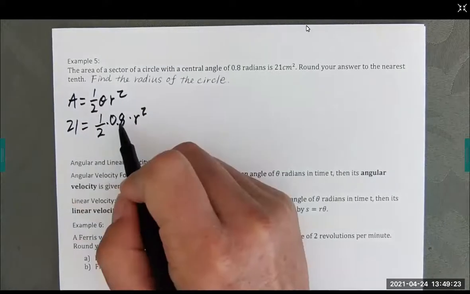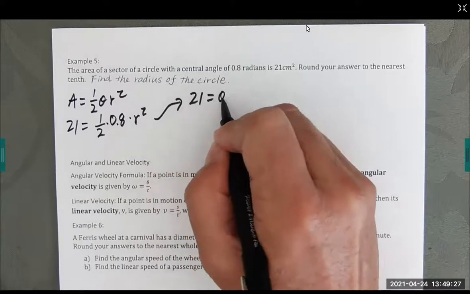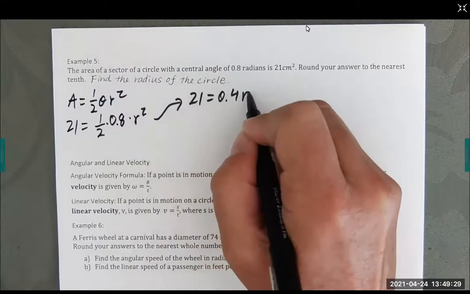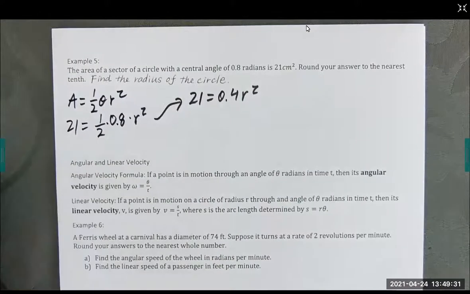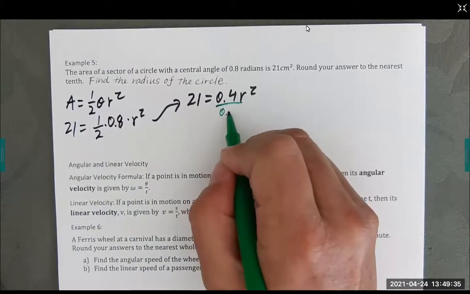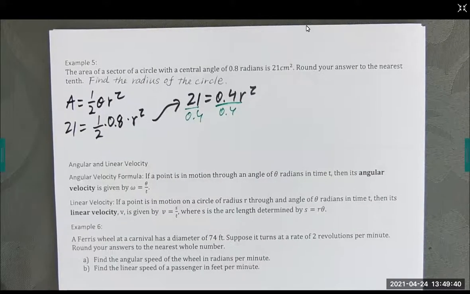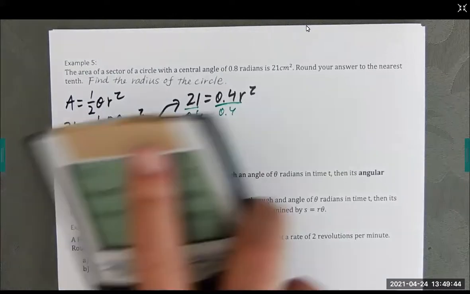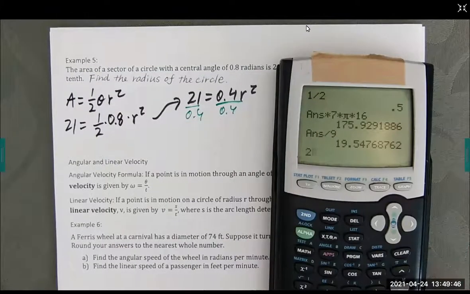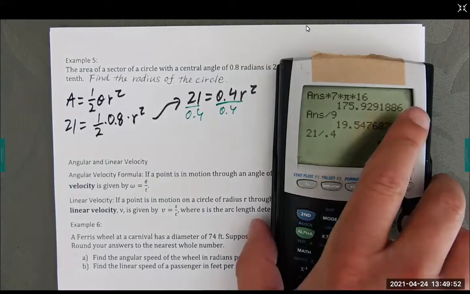Half of 0.8, 21 equals 0.4 r squared. And dividing out the 0.4, we get 21 divided by 0.4, 52.5. Not done.